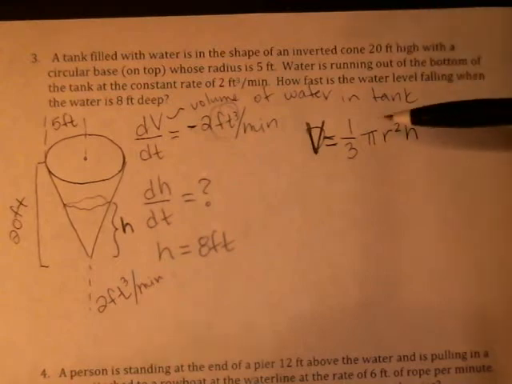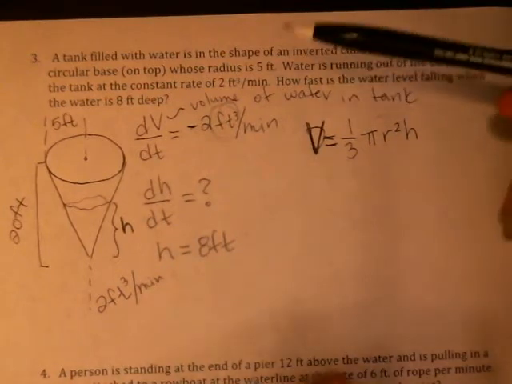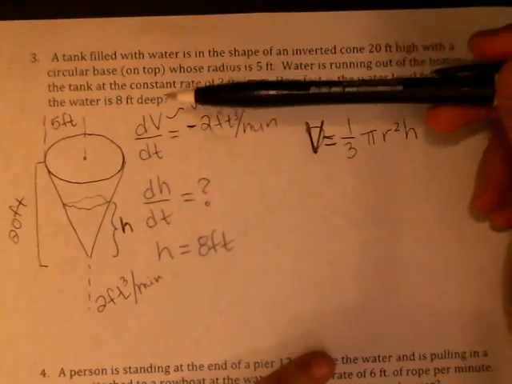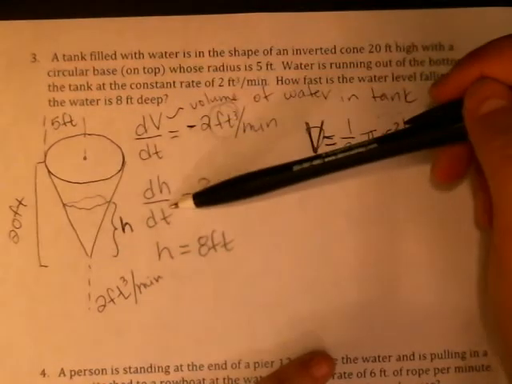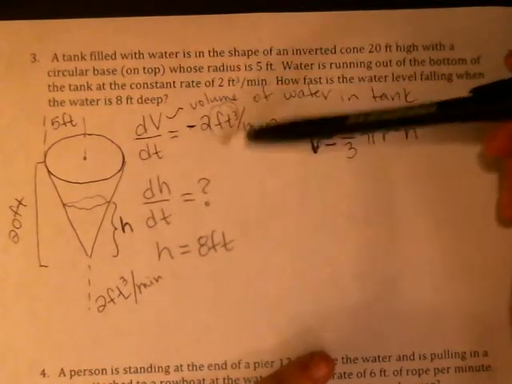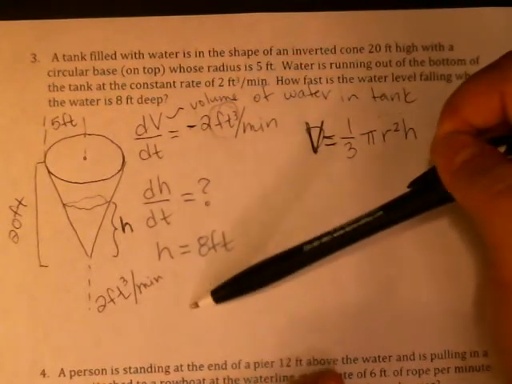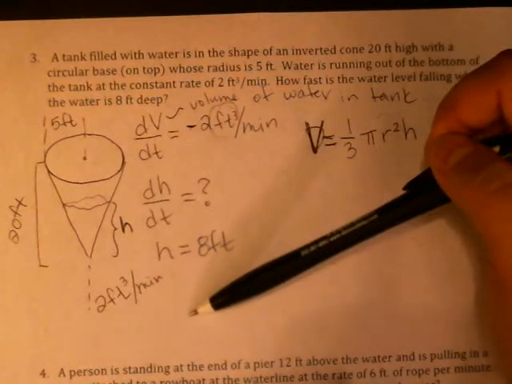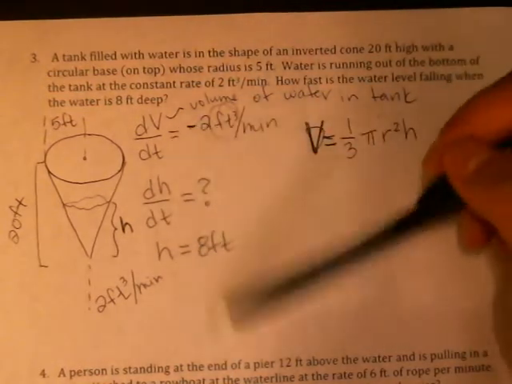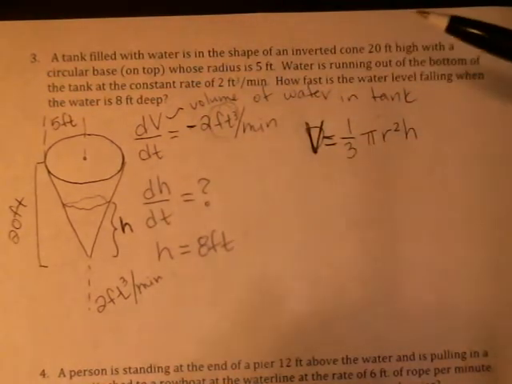So, this is all fine and good, but I have a little problem. I want to relate the rate of change of volume to the rate of change in height. I have zero information about the radius or the rate of change of the radius. If I had dr/dt or r information here, I wouldn't worry about this at all.